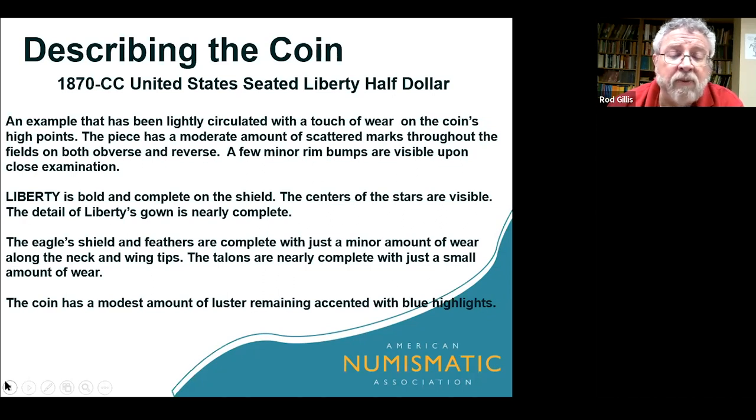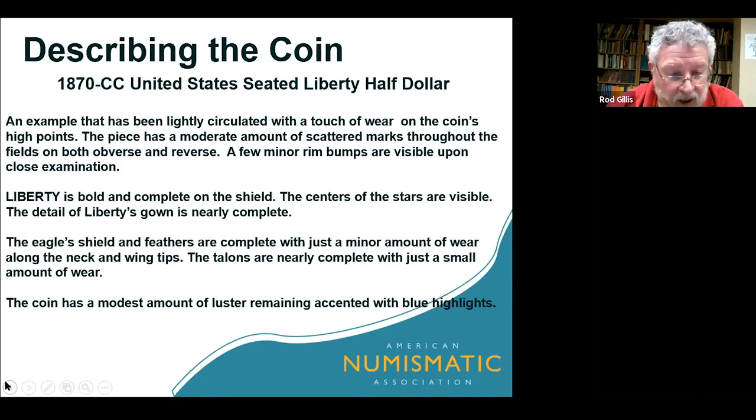Liberty is bold and complete on the shield. The centers of the stars are visible. The detail of Liberty's gown is nearly complete. The eagle's shield and feathers are complete with just a minor amount of wear along the neck and wingtips. The talons are nearly complete with just a small amount of wear. The coin has a modest amount of luster remaining, accented with blue highlights.